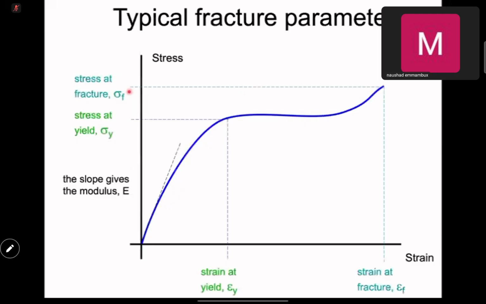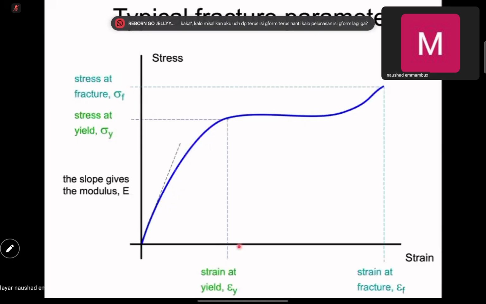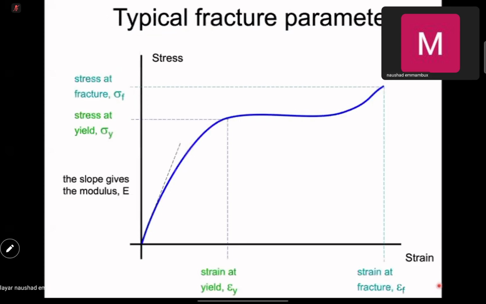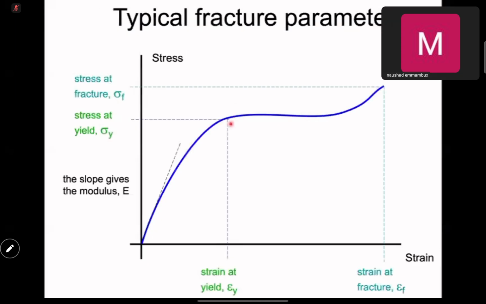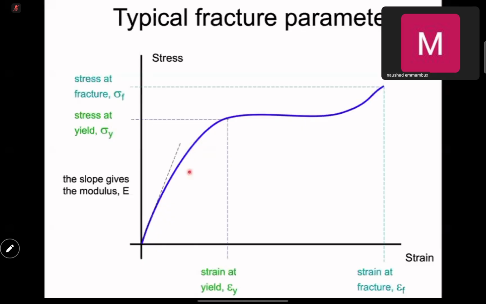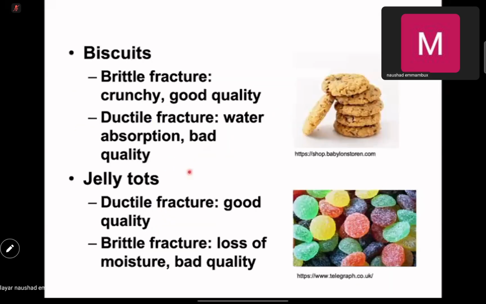Let me finish this one, just to look at the typical fracture parameters here. Large deformation. You have the stress here, which is the y-axis, and the strain here, which is the x-axis. You always have the yield stress. Beyond the yield stress there's permanent deformation, and before that you have what's called reversible deformation. We'll just stop here and also look at the biscuit here.